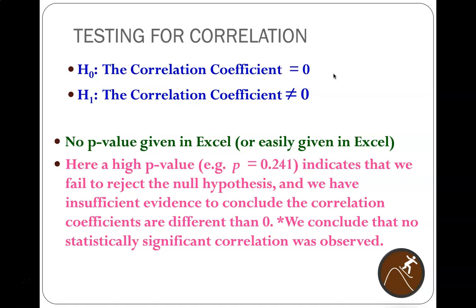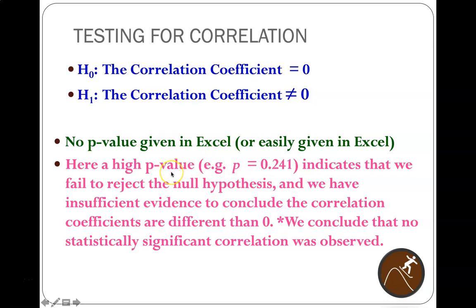So, testing for correlation. Correlation coefficients can range from -1 to +1. 0 means no correlation. And if the correlation coefficient does not cross 0, then that means that it's a statistically significant correlation. So, no p-value is typically given in Excel. There might be a harder way to get it, but not based off of the way we're going to deal with it today.